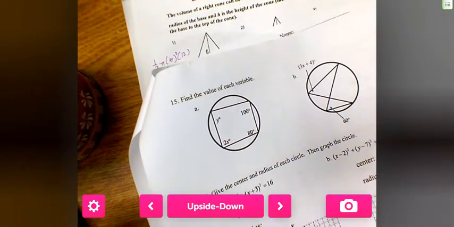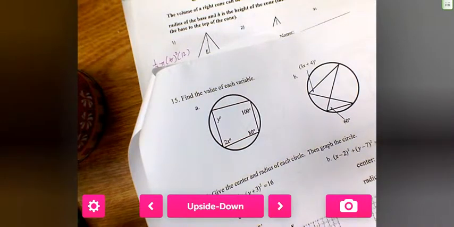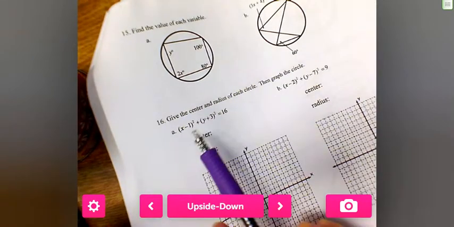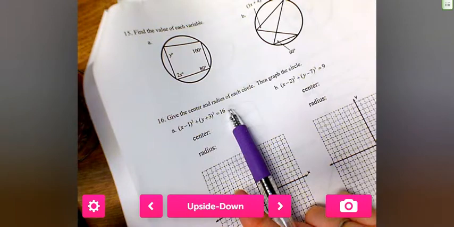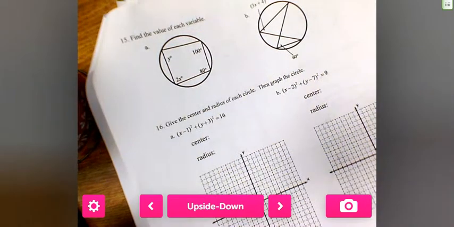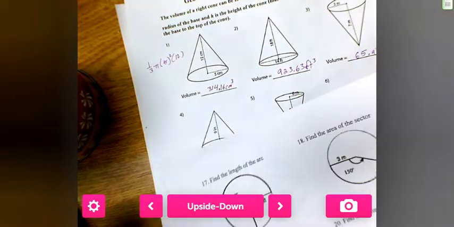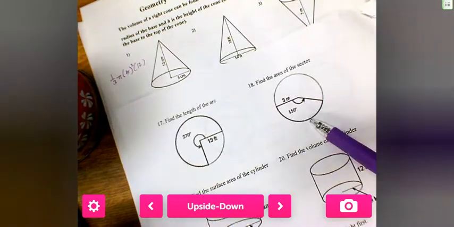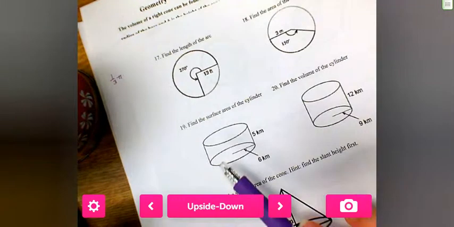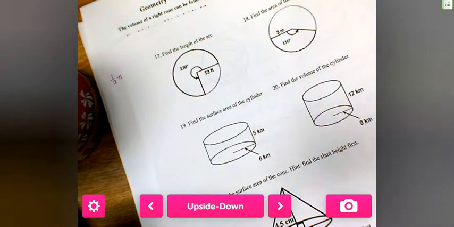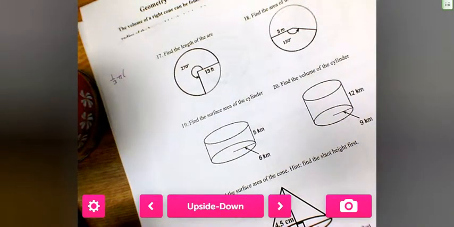Remember to draw the radius in, so that you have right triangles, and then use Pythagorean theorem. Opposite angles in a quadrilateral add up to 180. Opposites of what's next to x and y are your center. The square root of the number on the right is your radius, and then you can graph it. Here's length of an arc, area of a sector, volume and surface area of cylinders and cones. Okay, so these are just formulas.